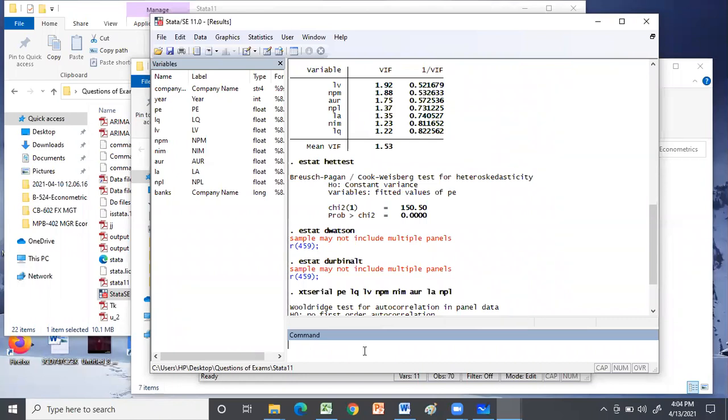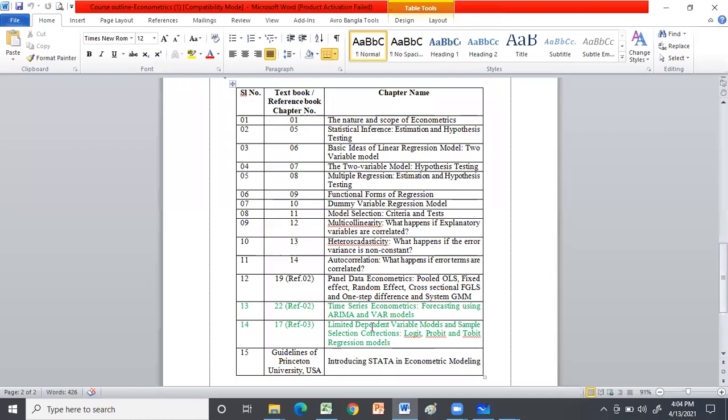After that, we will estimate this model using the fixed effect model. In our chapter, I told you that panel data econometrics consists of 4 methods. Pooled OLS is the method we have just discussed. Then the next one is the fixed effect method. Its name is fixed effect because here the intercept, the constant we will estimate from the regression model, will not vary over time.